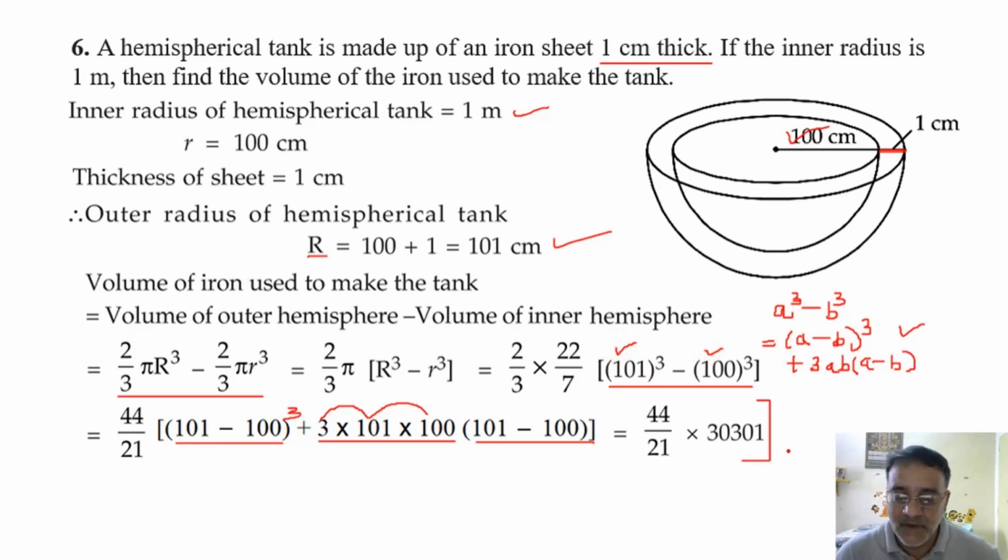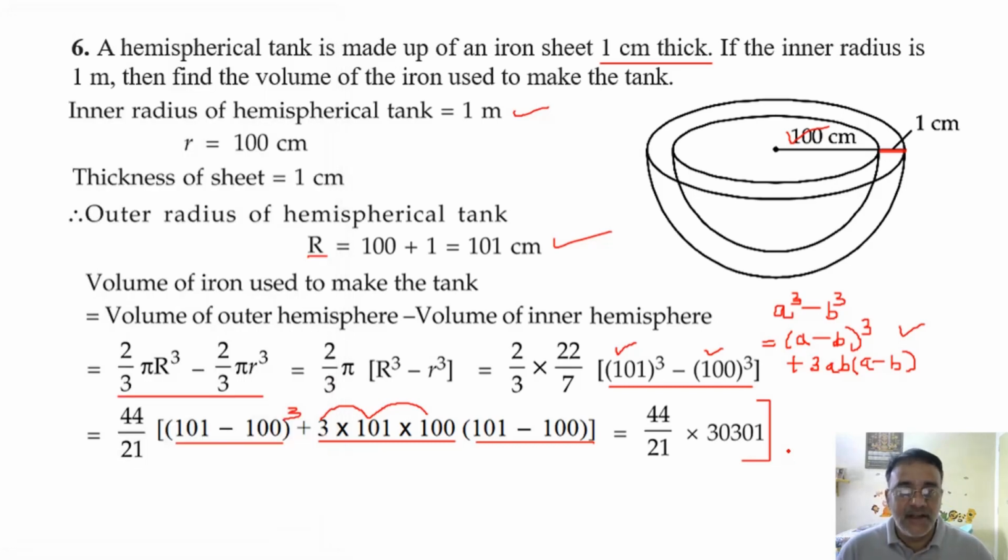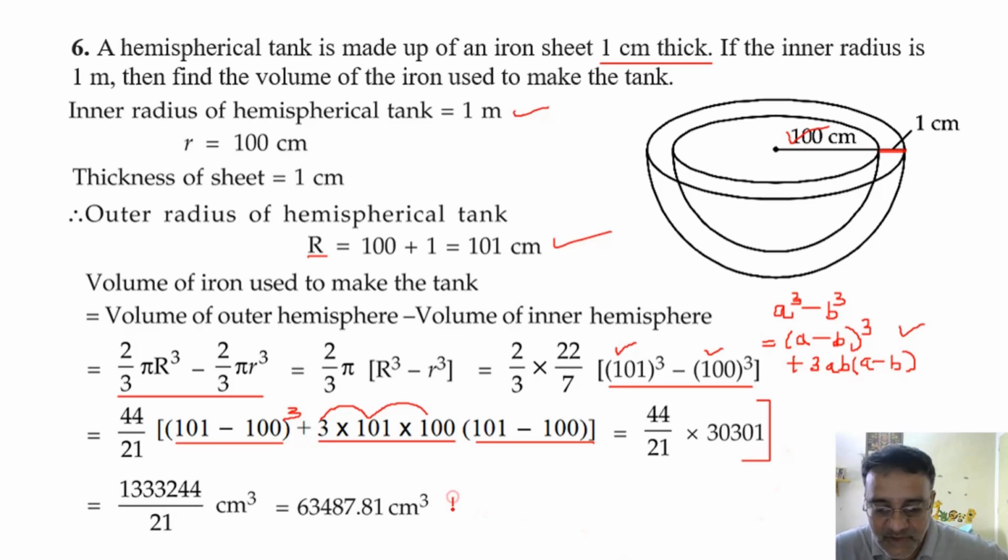Then also you will get the same answer. Okay, so 44 into 30,301 divided by 21. So approximately we are getting 63,487.81 centimeter cube. Okay, if you want to convert in meter cube, because the answer is given in meter cube, we have to divide it by 100 cube.